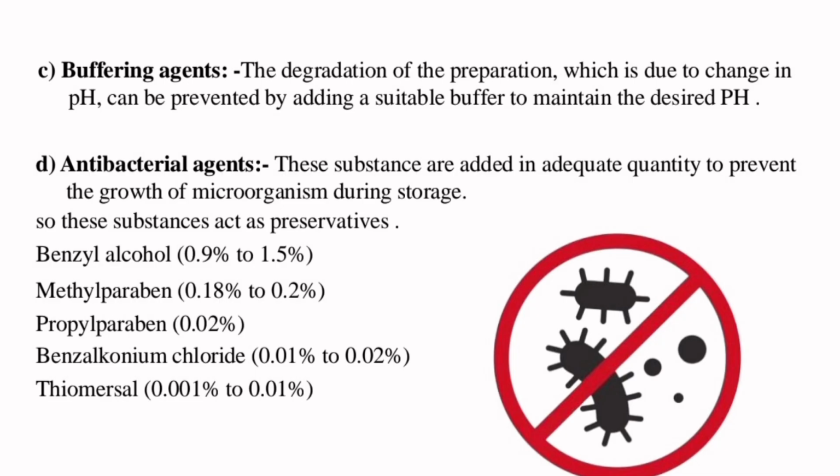Buffering agents. The degradation of the preparation due to a change in pH can be prevented by adding a suitable buffer to maintain the desired pH. Antibacterial agents. These substances are added to prevent bacterial growth during storage. These substances act as preservatives. Here is the list of antibacterial agents: benzyl alcohol, methyl paraben, propyl paraben, benzalkonium chloride and thiomersal.